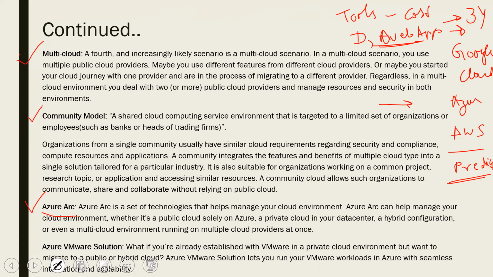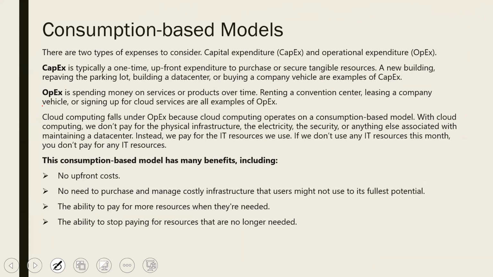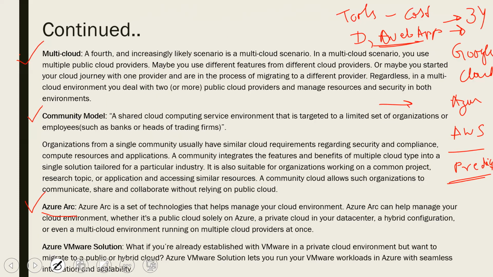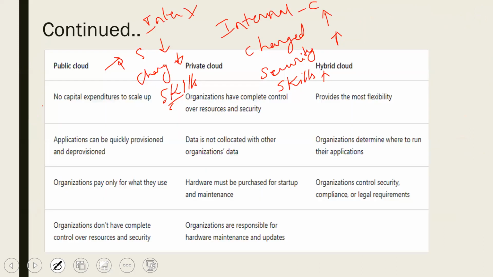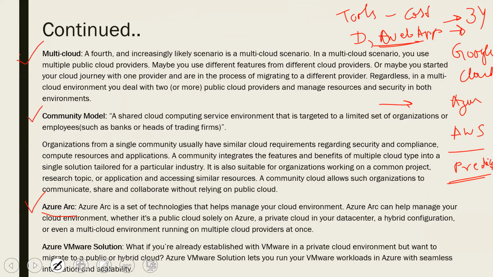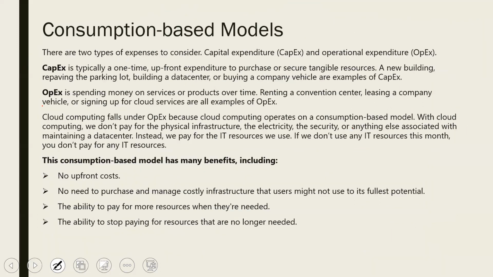So these are the different deployment models which we can use. We can use private cloud, public cloud, hybrid cloud, and apart from that, we can use multi-cloud. Then Azure Arc is a tool which helps us to maintain the resources from multiple cloud platforms. Apart from that, we can use the consumption-based model.